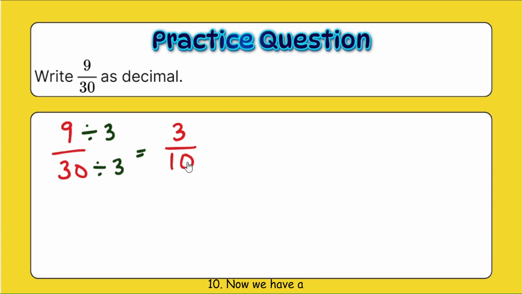Now we have a power of 10. So that means we're just going to move the decimal place according to the number of zeros that we have. Because we have 1 zero, we're going to move our decimal point 1 place back. That means it's going to come before 3. So our answer is going to be 0.3.